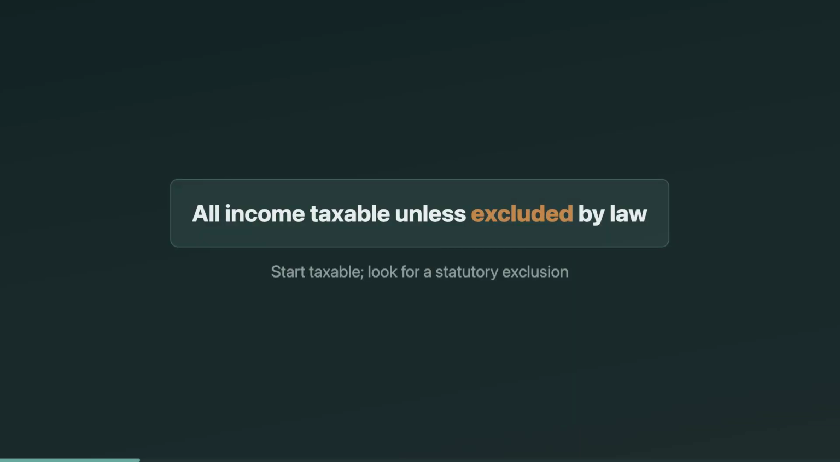Here's the default rule you should hear in your head on every EA exam question. All income is taxable, unless a specific law excludes it. So you start by assuming it's in gross income. Then you go hunting for an exclusion. If you find one, it never becomes income in the first place. That's a huge deal, because exclusions can keep you out of phase-outs entirely.